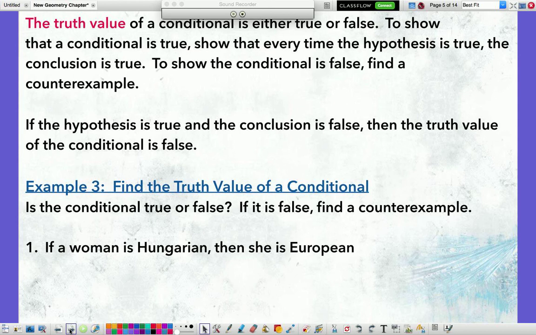The truth value of a conditional, that's a conditional statement, is either true or false. Okay? To show that it is true, you need to show that every time the hypothesis is true, the conclusion is true. So if I say if such and such, then such and such, they both have to be true. To show the conditional is false, you're going to find a counterexample. So if the hypothesis is true and the conclusion is false, then the whole statement is false.